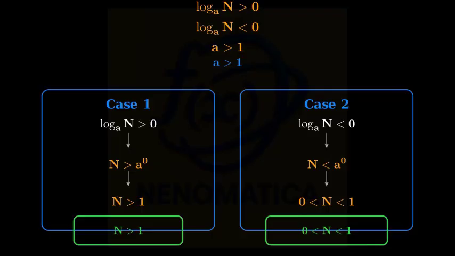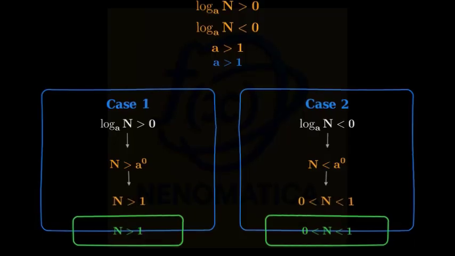Summary. For base a greater than 1, converting from log to exponential keeps the inequality direction. The two canonical outcomes are n greater than 1 and 0 less than n less than 1.